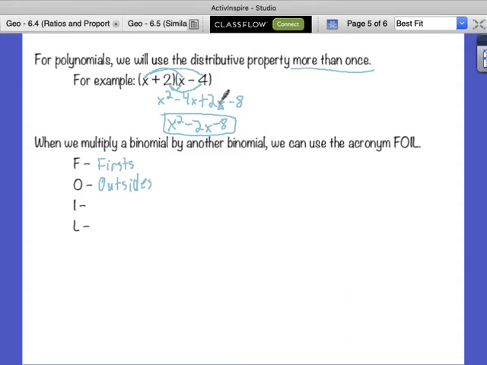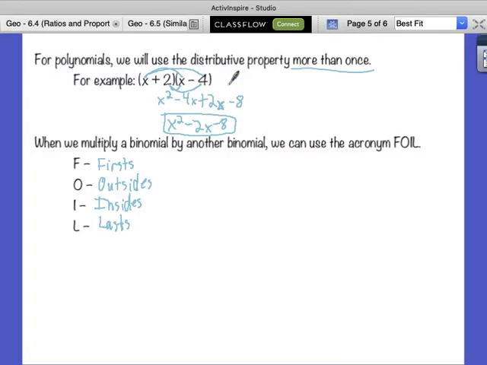Then what did we do next? Not the outsides, but the insides. What's on the insides of this whole problem? 2 and x. So we multiplied those together next. And then what do we think? First, outsides, insides, last. You do the last thing in each parenthesis. So in the first parenthesis, the last thing is 2. In the second parenthesis, the last thing is negative 4. So you multiply those together.